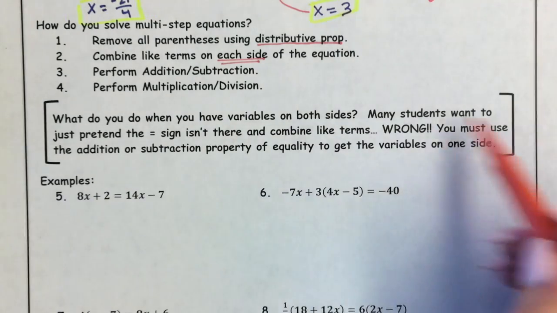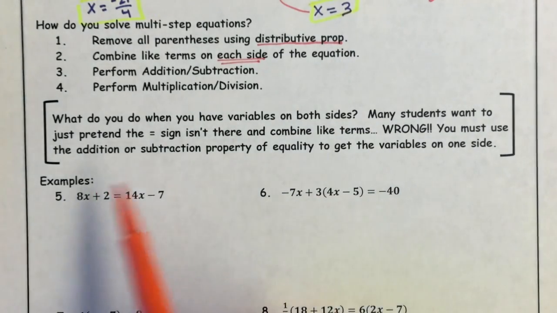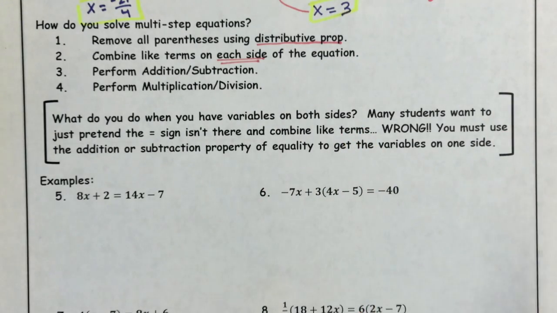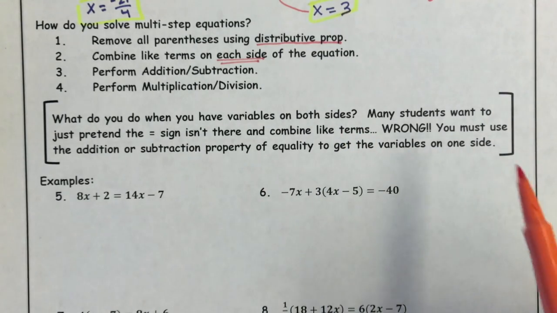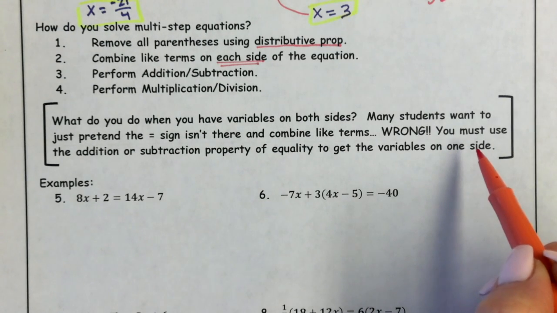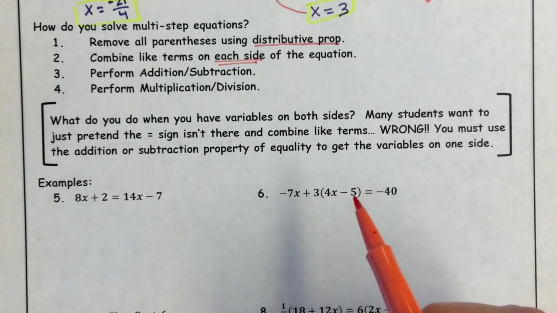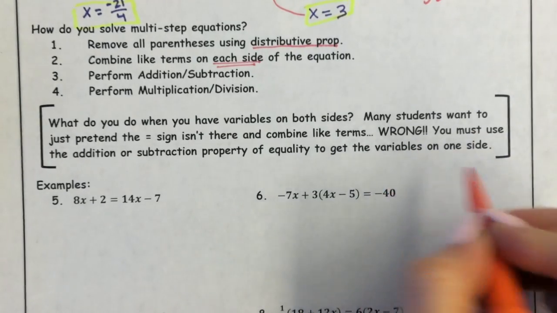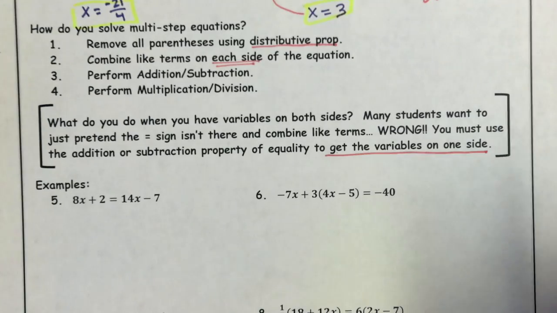And this little box right here is a little reminder for you. It says, what do you do when you have variables on both sides? Many students pretend the equal sign isn't there and combine like terms. Wrong! You must use the addition or subtraction property of equality, those undo operations, to get the variables on one side. So you're going to get variables on one side, numbers on the other. Variables on one side, numbers on the other.